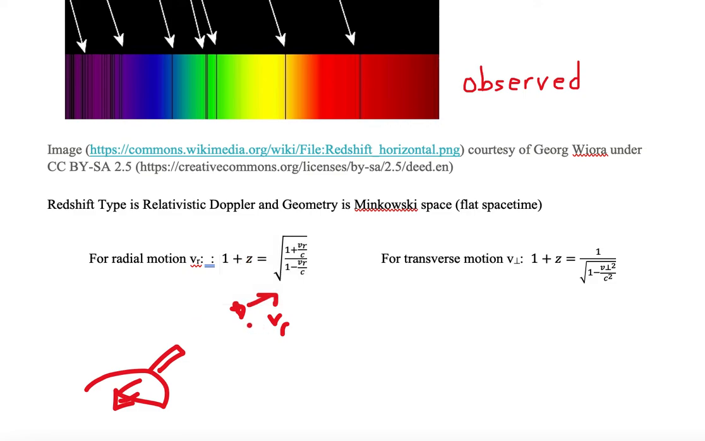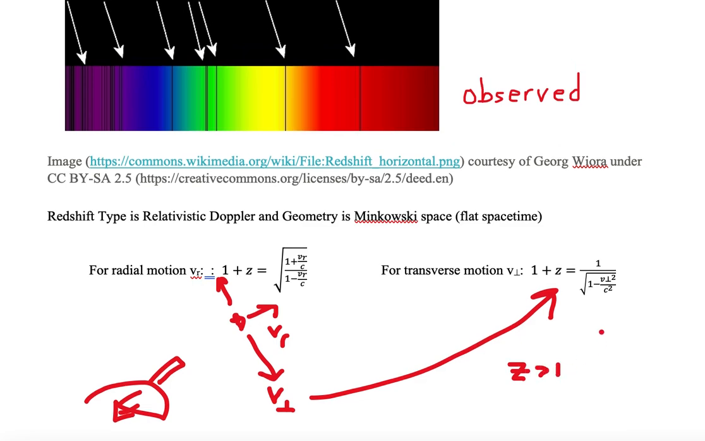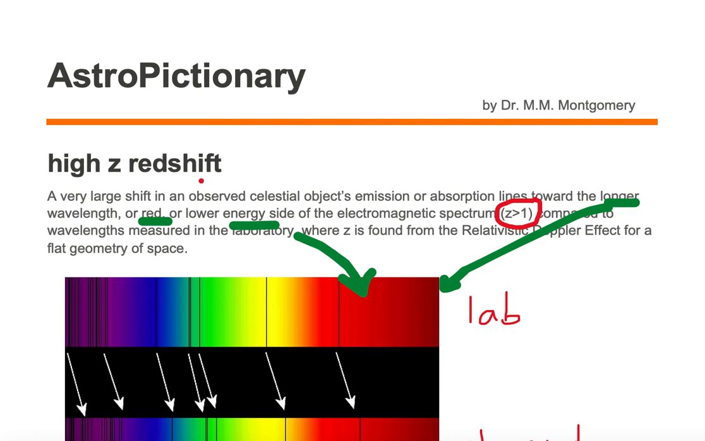If instead you only know the transverse motion, or the perpendicular motion, so we'll call that velocity perpendicular, well, then you would use this equation on the right to solve for Z. And if you find that Z is greater than 1 after you've calculated it out, you've got what's known as a high Z redshift. In other words, the object you're looking at is very far away from the point of the observation, or your telescope.